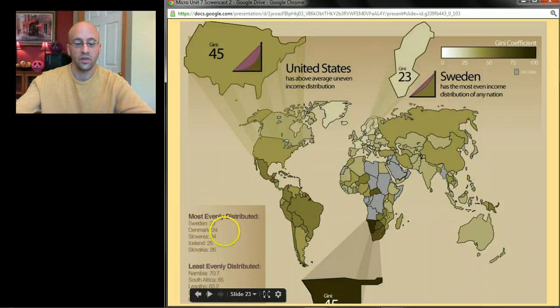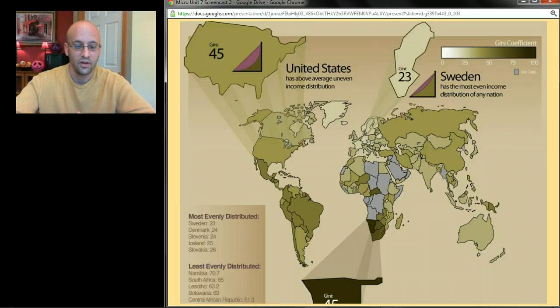Here are some of the most evenly distributed income distributions: Sweden, Denmark, Slovenia for some reason, Iceland, Slovakia. And here's where they're the least evenly distributed. Places like Namibia, South Africa, Lesotho, Botswana, and the much prized Central African Republic.